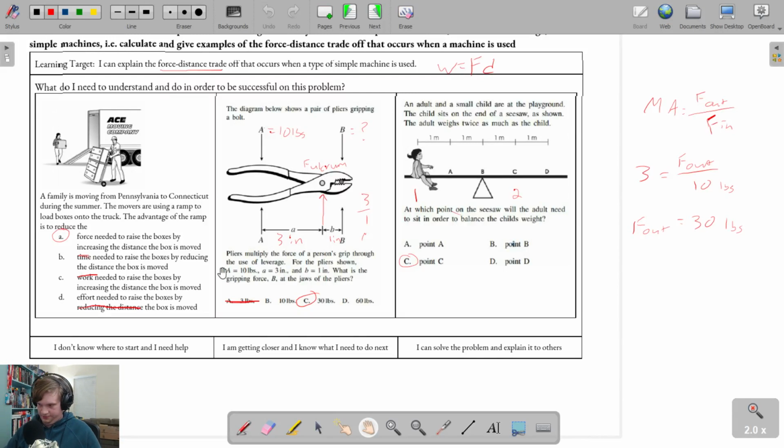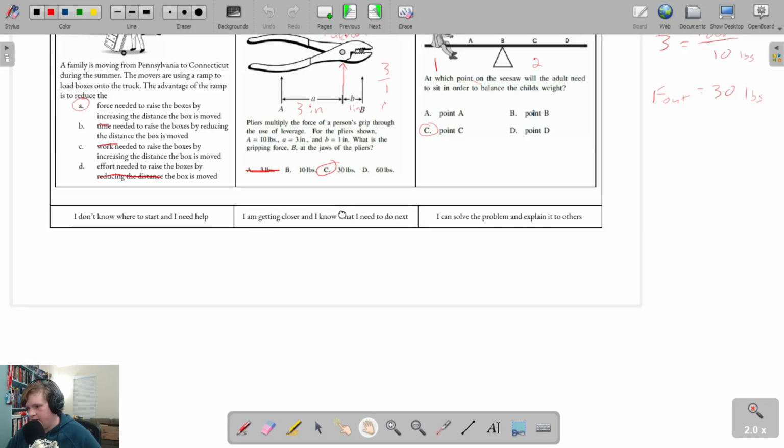Okay, and then the force distance trade-off for a balancing beam. Remember, the further away from the fulcrum you are, the less force you need to move it. So if you have a lot of weight, you want it close to the fulcrum. Okay, and that's it. We're done.